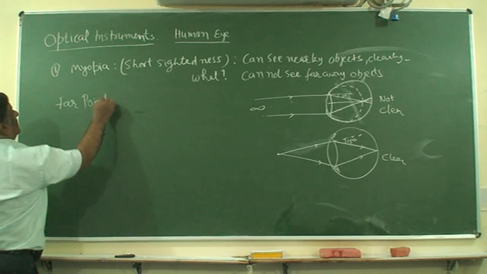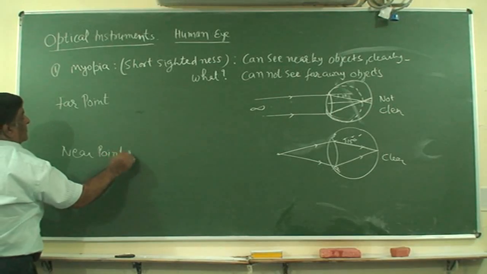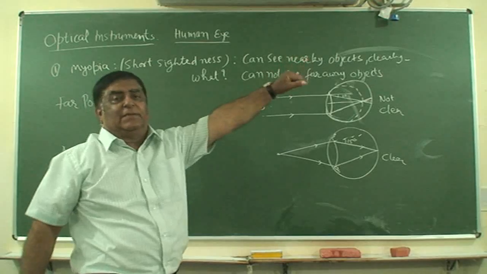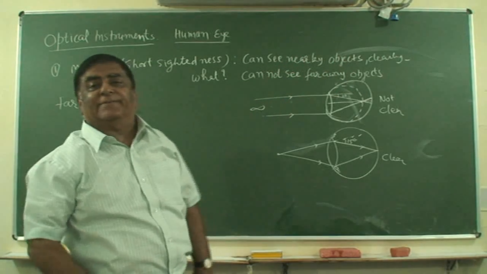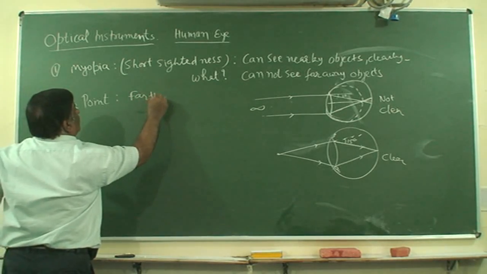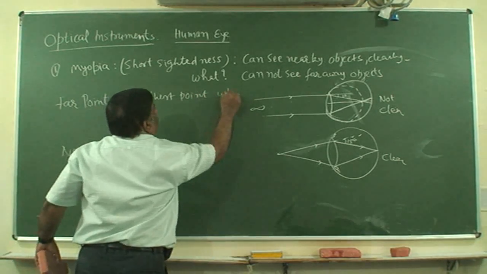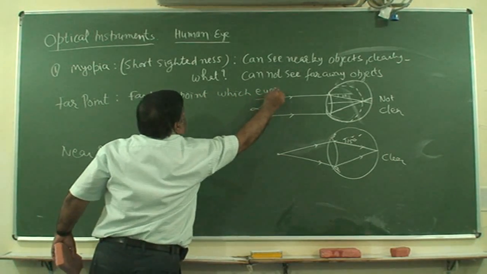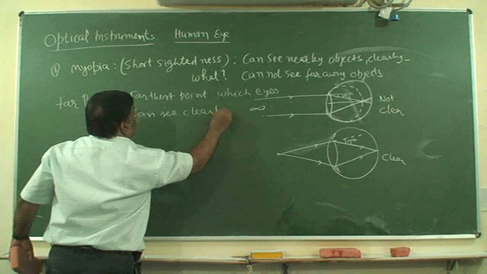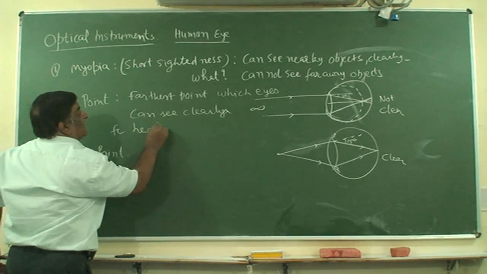Far point, near point. The far point is the point at the largest distance where our eyes can see clearly. This is the farthest point which the eyes can see clearly. For a healthy eye, it is infinity.